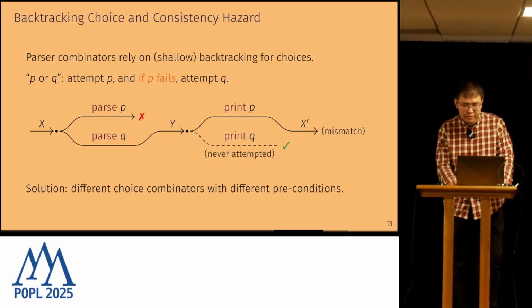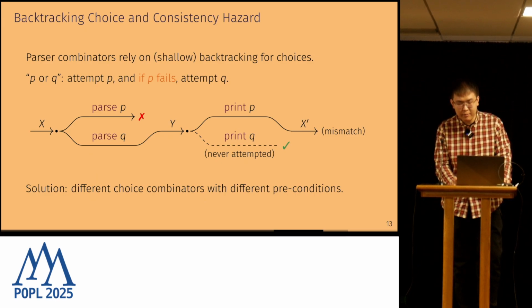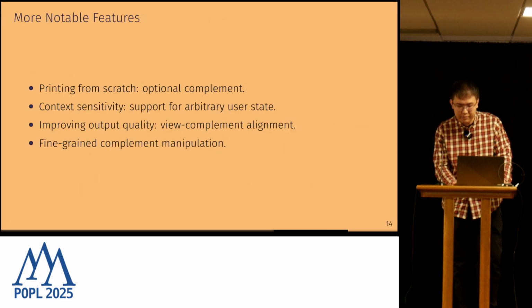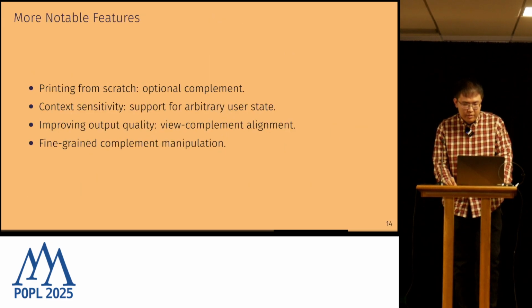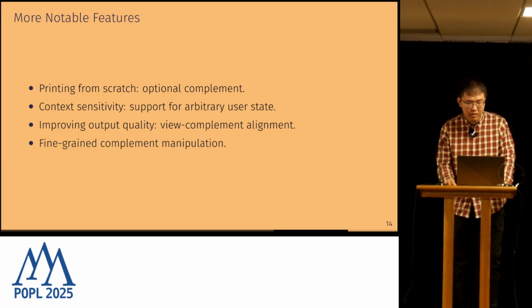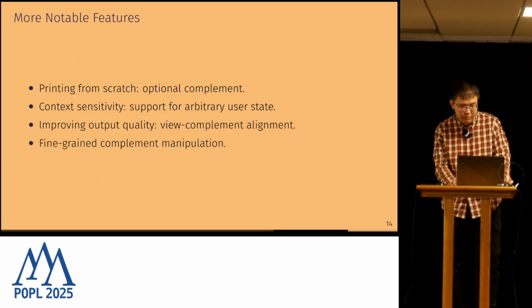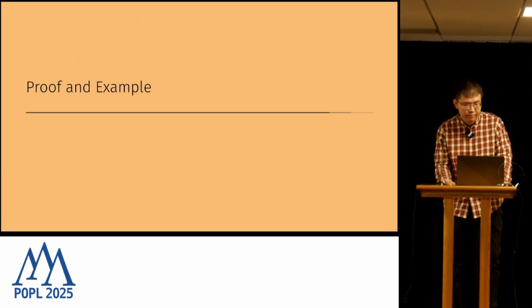The solution here is that we have some different choice combinators for different preconditions, which would ensure that no such branch mismatch would happen. And there are some more features, you can check them out in our paper, and I will not get into the details.